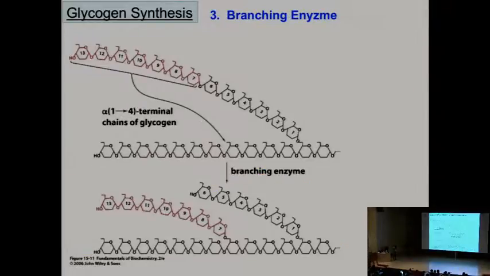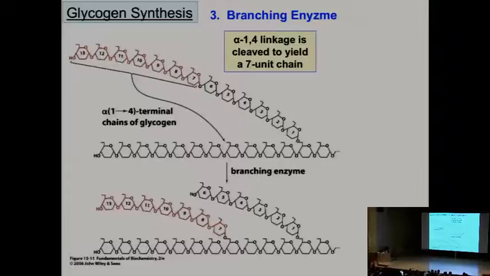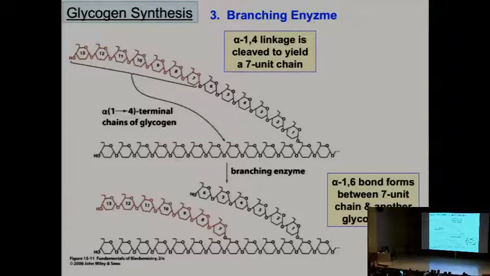So after we have a long linear chain, we need to branch it, and that happens with branching enzyme. Similar to the debranching enzyme, this is one enzyme that has 2 jobs. The first, it cleaves an alpha-1,4 linkage to make a 7-unit chain, and then it drops this 7-unit chain onto another glycosyl unit and forms an alpha-1,6 bond between them, and that is how branches are made.